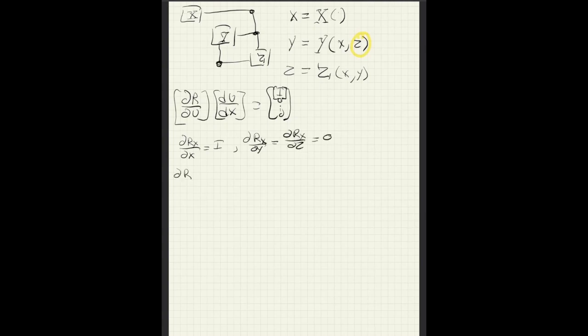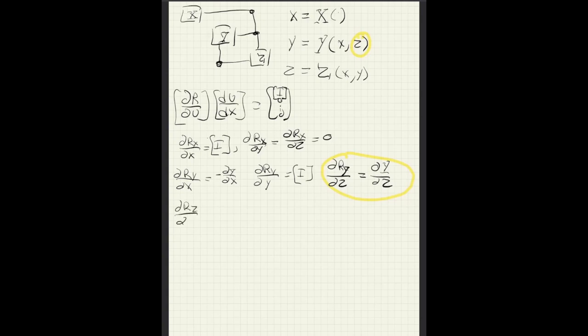Now dry dx still equals minus dy dx, just like before. Dry dy equals identity, just like before. But dry dz is no longer 0 like it was before. Now it is minus dy dz. So we have this new term here, and then the rest of the terms are identical to before.